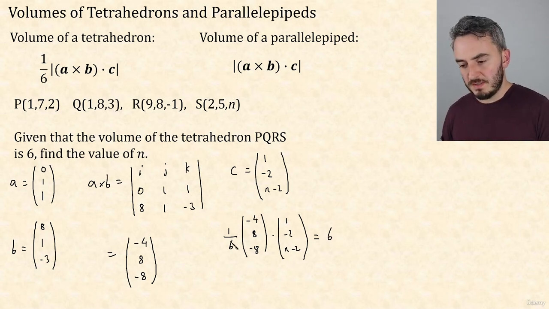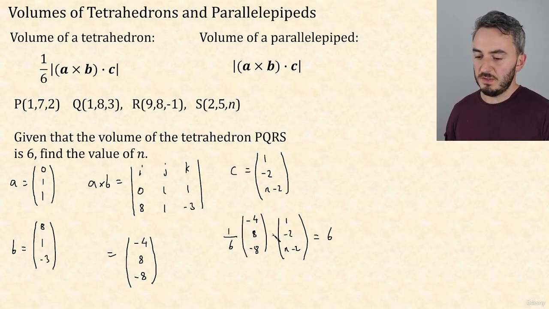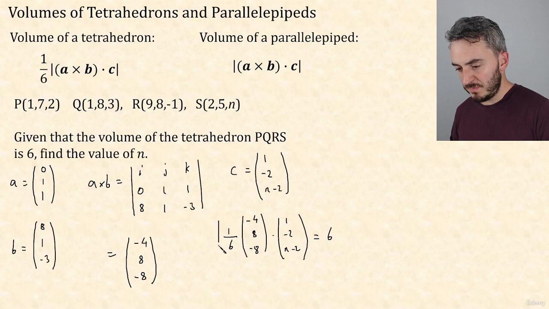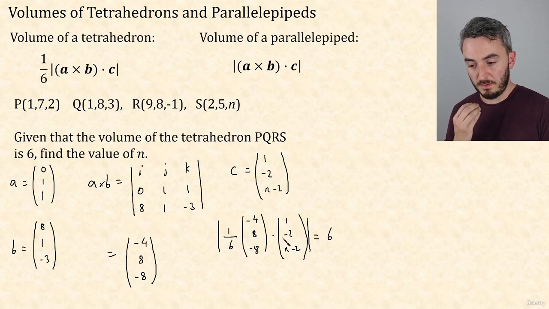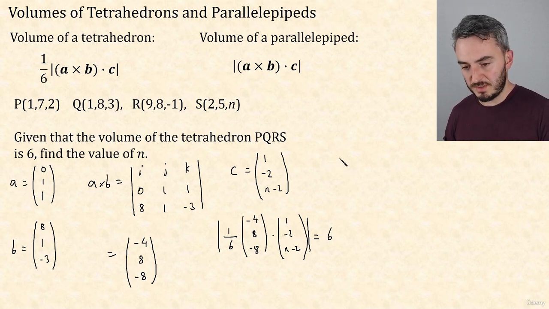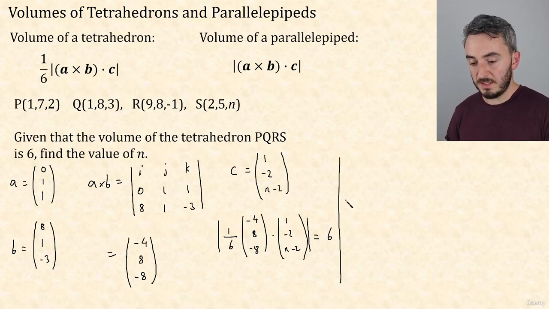Except, of course, it's the modulus of this which needs to equal 6. So let's just be super careful about that. I can definitely multiply through by 6, but we've got the modulus of this should equal 36. That means the dot product itself could equal positive or negative 36. So I've actually got two equations to solve. I've got the dot product equals 36. Let's do that one first.